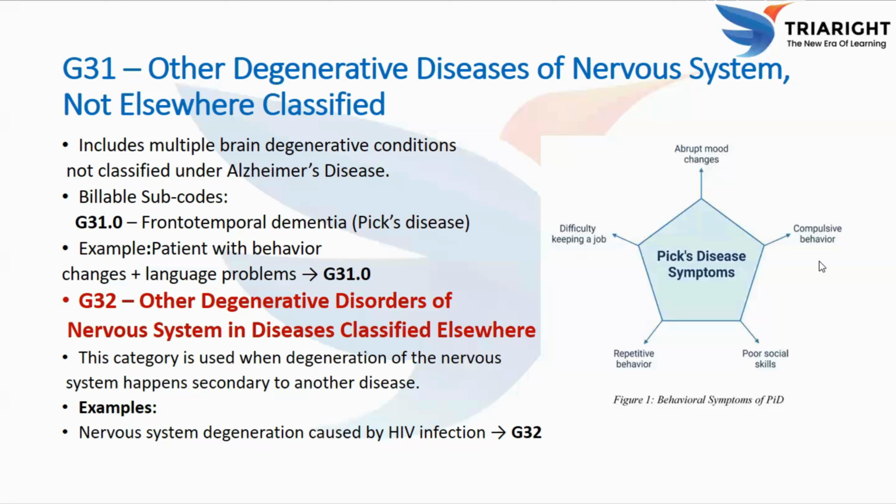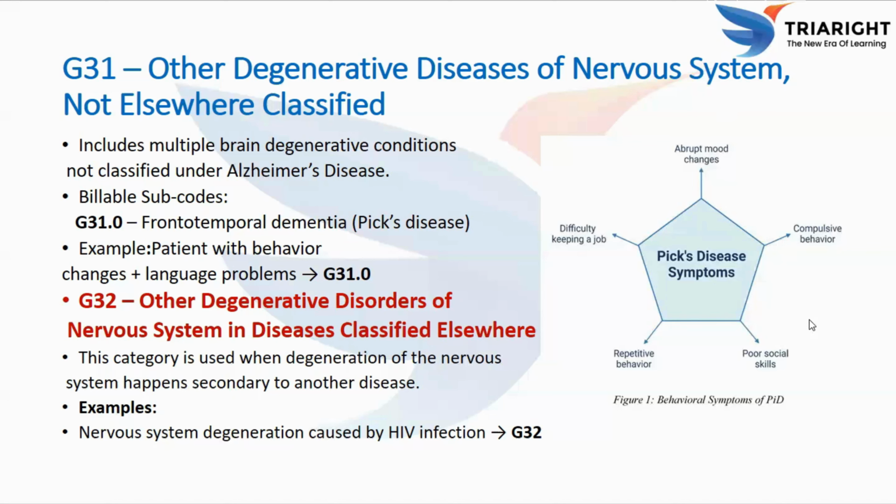So what do you mean by abrupt mood changes in the symptoms of Pick's disease? Abrupt mood changes is nothing but the person may suddenly become angry, sad, excited, or irritated. So the mood switches happen without a clear reason. So coming to compulsive behavior, this is repeating certain actions again and again. Compulsive means repeating the actions, doing things without thinking about the consequences.